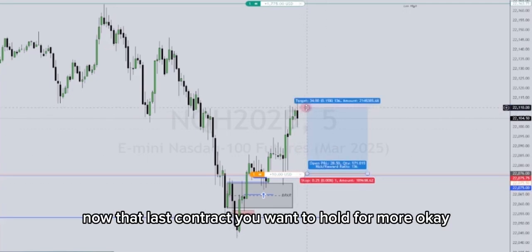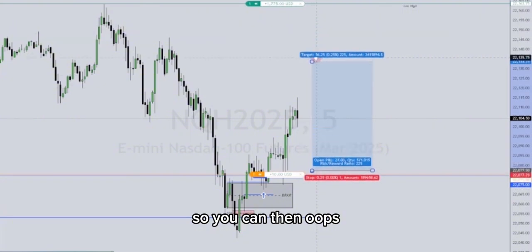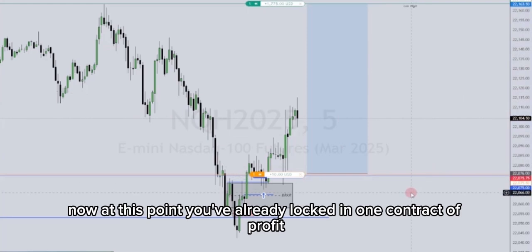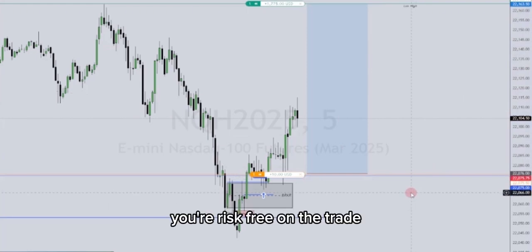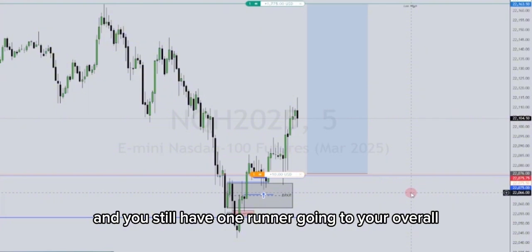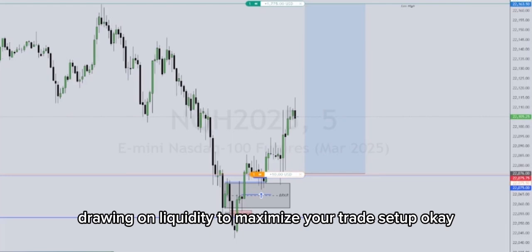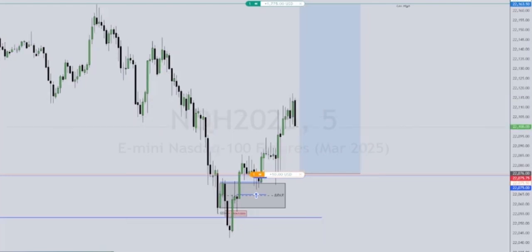Now, that last contract, you want to hold for more. So you can then just target the London high. Now, at this point, you've already locked in 1 contract of profit. You're risk-free on the trade and you still have 1 runner going to your overall draw on liquidity to maximize your trade setup.